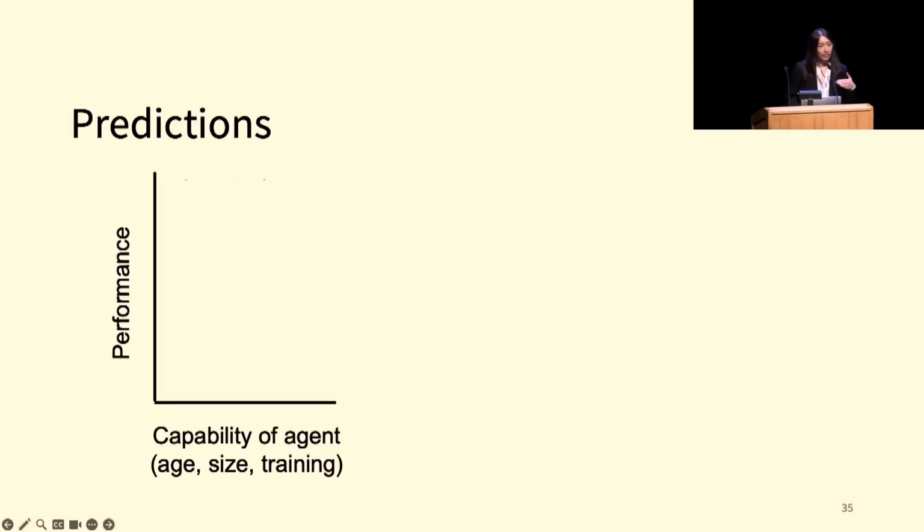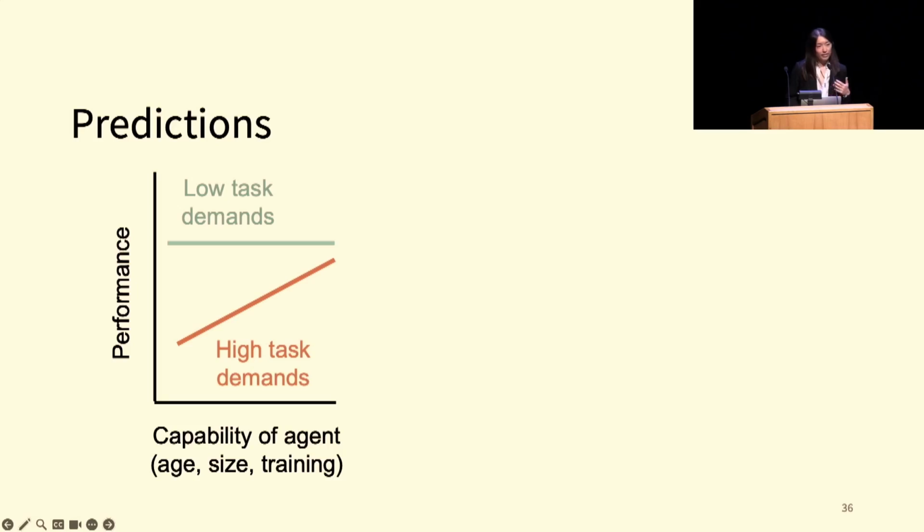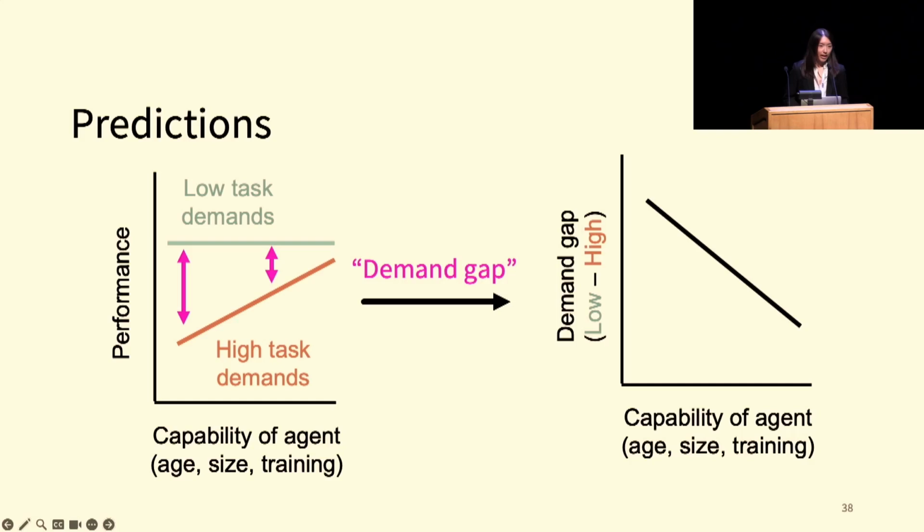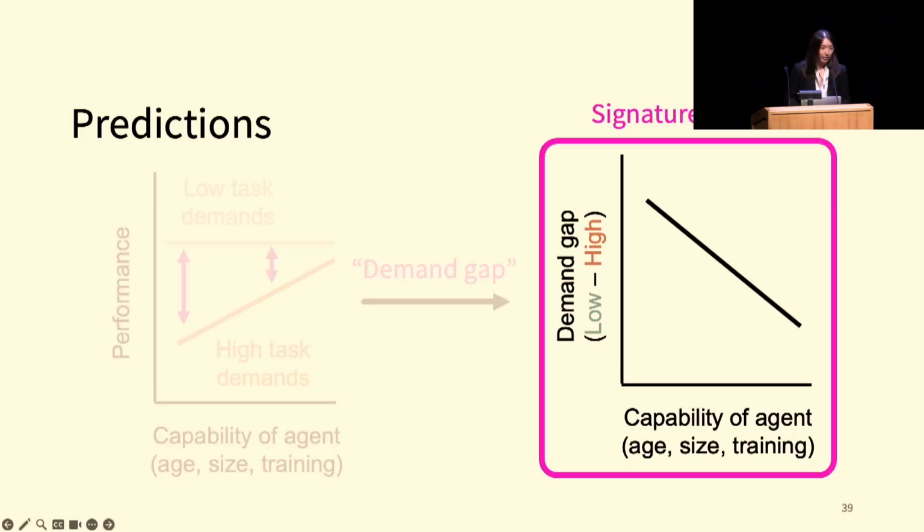So first, let's say we just look at raw task performance, like accuracy, as a function of how capable an agent is. If models pattern like the developmental findings in kids, then we'd expect that performance will increase for high task demands as models get more sophisticated, but for low task demands, they won't change as much, relatively speaking. So we can take the difference between performance under low and high demand evaluations, which we'll call the demand gap, and we'd expect to see the demand gap decrease as models get more sophisticated. This is the signature pattern that we'll be testing for in our experiments here.